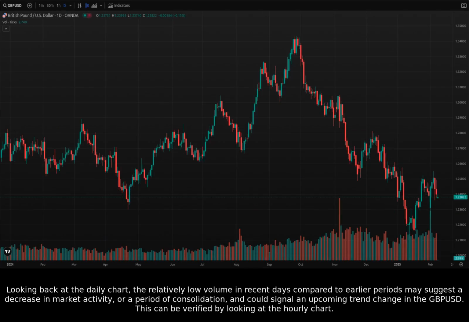Looking back at the daily chart, the relatively low volume in recent days compared to earlier periods may suggest a decrease in market activity or a period of consolidation, and could signal an upcoming trend change in the GBPUSD. This can be verified by looking at the hourly chart.